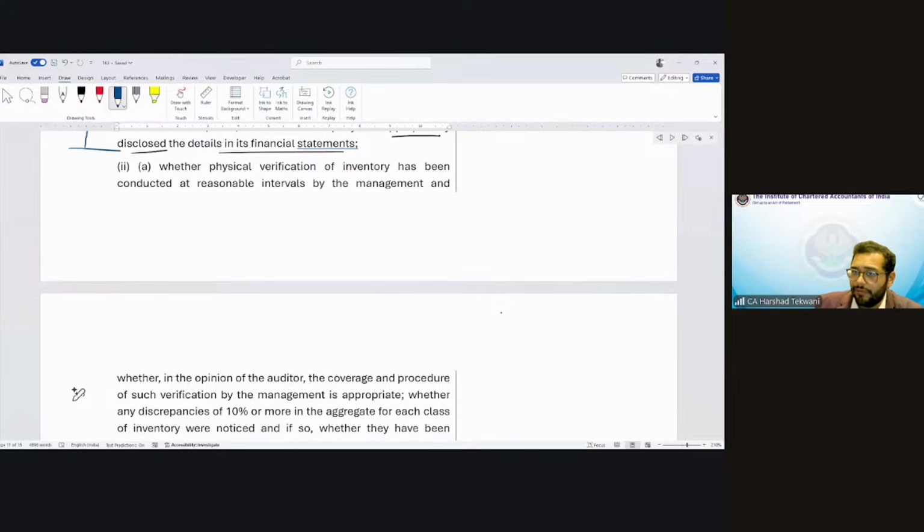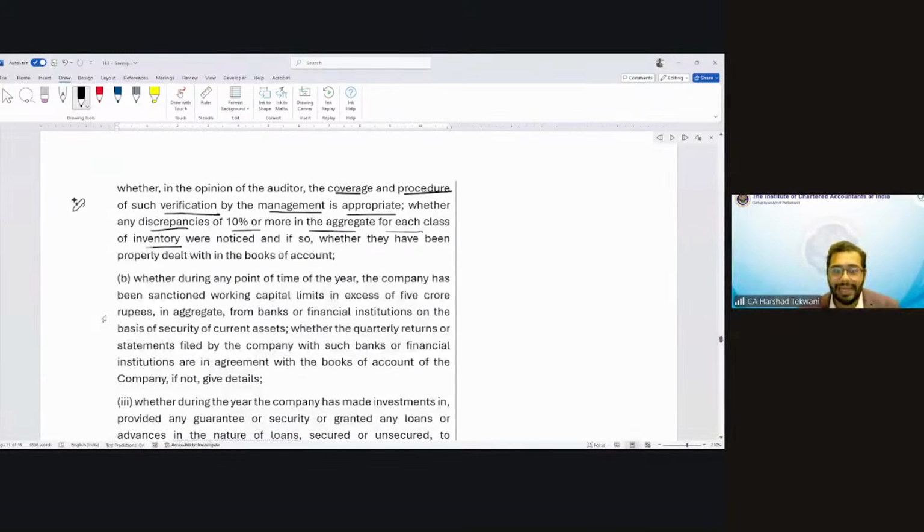Okay, I hope the sound was audible. So physical verification of the inventory, whether it has been conducted at reasonable intervals by the management. And based on the procedure and the coverage, whether it was appropriate or not. And if there are discrepancies of 10% or more in the aggregate for each class of inventory noticed, then in that case, whether they have been properly dealt with or not.